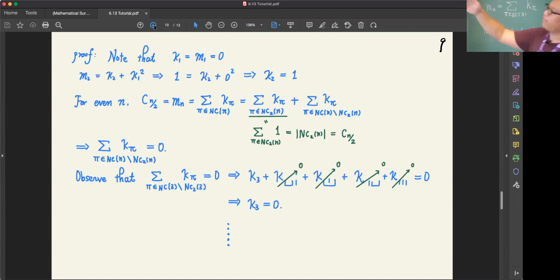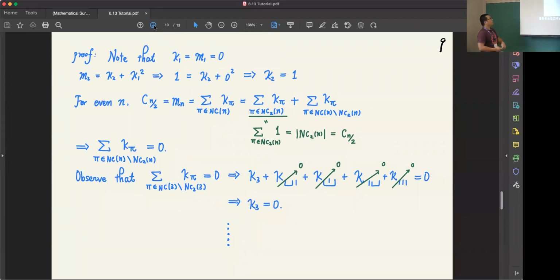And hence we have that N2 is kappa 2 plus kappa 1 squared. But we already know that kappa 1 is 0. And then by this formula, we can see kappa 2 has to be 1. Okay. Now, if we keep going, I also skipped the case where n is odd. n odd is simple.